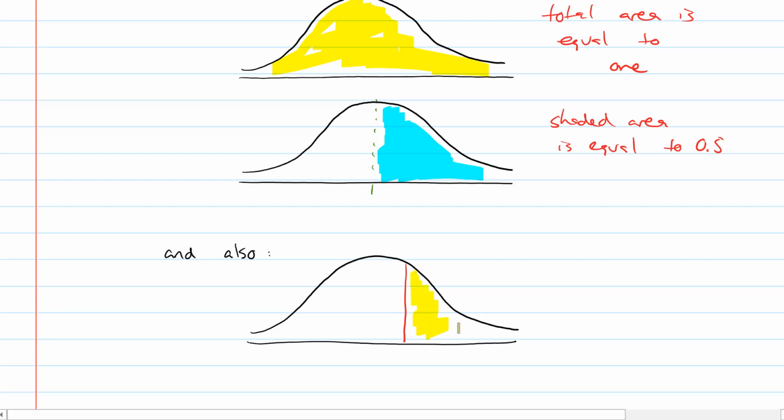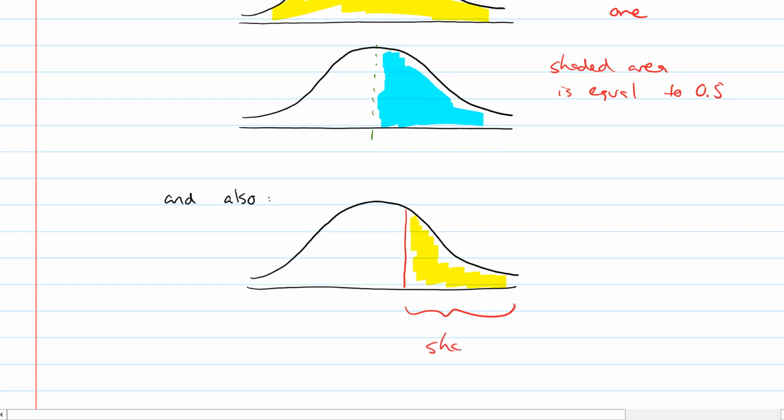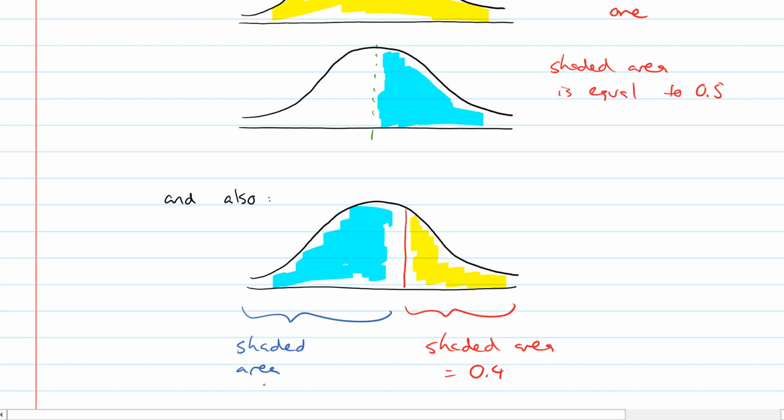And also, if you happen to know that the area above the curve, so just doing a little shading here, if you happen to know, for example, that this shaded area is equal to 0.4, then using the rule that the sum of the two has to equal 1, the remaining region down here, this shaded area, is equal to 1 minus 0.4, which is equal to 0.6. And that wraps up section 5.3.